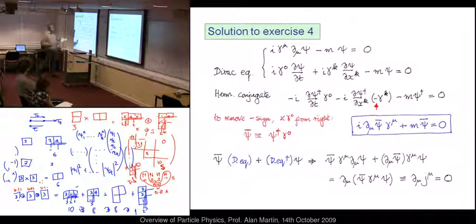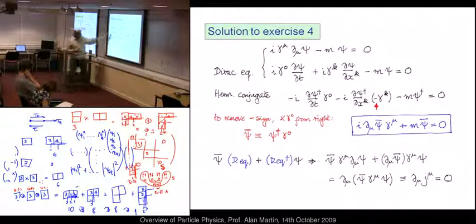Remember, we took the difference of two equations. We took the equation minus its Hermitian conjugate, or we took the equation minus its complex conjugate. But now we're doing matrix stuff. We've got to not just take the complex conjugate, we've got to take the Hermitian conjugate.